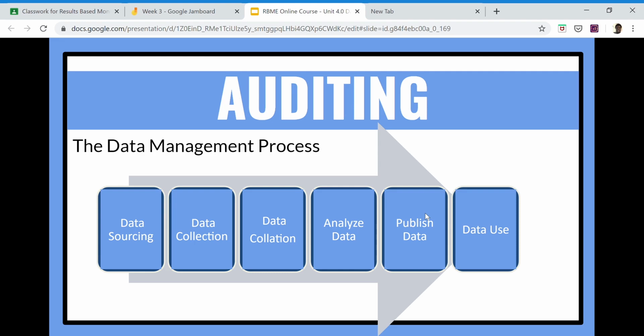Then at the stage of publishing data, are we publishing the right kind of data? Is that the indicator we said we wanted to look at first? Are we publishing against that? Are those the stories we are telling? And data auditing can also be done when you want what you've published to be used, or when it is in the process of being used.